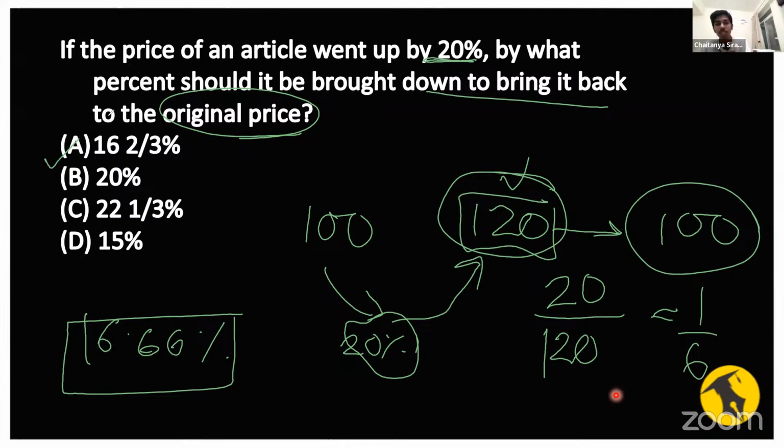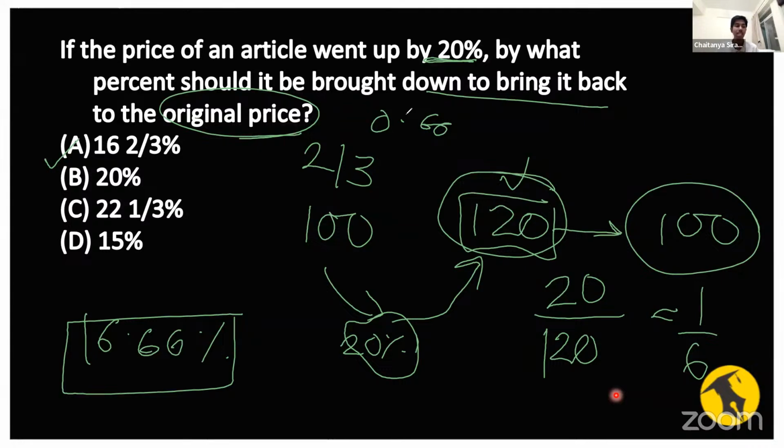Well, 2 by 3. So 16.66 is what? 16.6 is nothing but 2 by 3. All right, 0.66%. So this can be a little tricky question. There's nothing difficult in it. It just can be a tricky question in your exam.